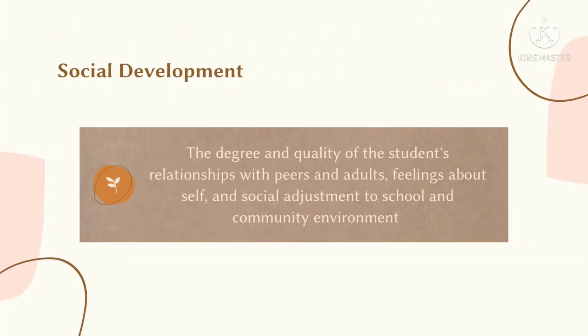Now we'll go on with social development. In here, the degree and quality of the student's relationships with peers and adults, feelings about the self, and social adjustment to school and community environment. For example, when a student shows that he or she has a difficulty in participating in team sports like intramurals inside the classroom, and that student becomes very nervous when put in a very competitive situation, that shows that the student has a problem in his or her social development with the people inside the school or with the other team.